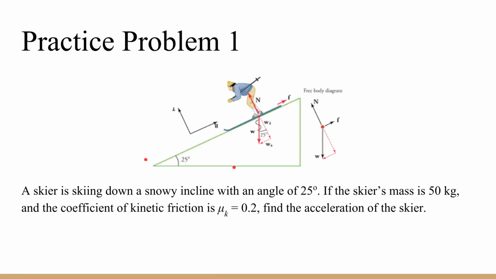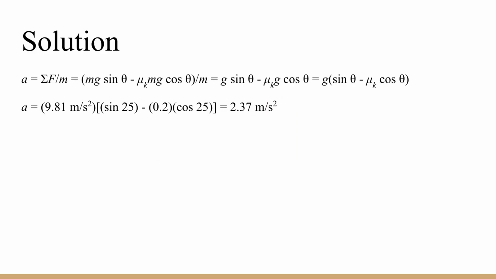Okay, so here's our first practice problem. A skier is skiing down a snowy incline with an angle of 25 degrees. If the skier's mass is 50 kilograms and the coefficient of kinetic friction is mu k equals 0.2, find the acceleration of the skier. So just application of Newton's second law. This equation is really important, especially in this unit and all your other units in physics afterwards. It's one of the most important equations, so it's used almost every problem.